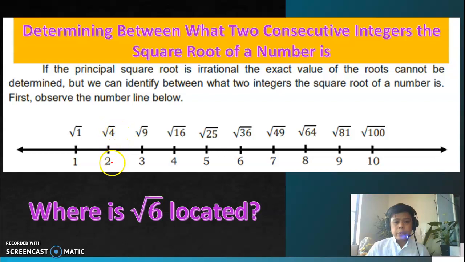So, yung square root of 4 is 2, square root of 9 is 3, 16 ay 4, 25 ay 5, 36 ay 6, square root of 49 ay 7, 64 ay 8, 81 ay 9, 100 ay 10. So, kunwari ang tanong ko, where is square root of 6 located? Saan kaya makikita si square root of 6 dito? Hindi man natin siya eksaktong mapipinpoint kung nasaan siya, pero alam natin kung ano yung mga integers na malapit sa kanya. So, siya ay nakapagitna sa anong dalawang integers na ito.